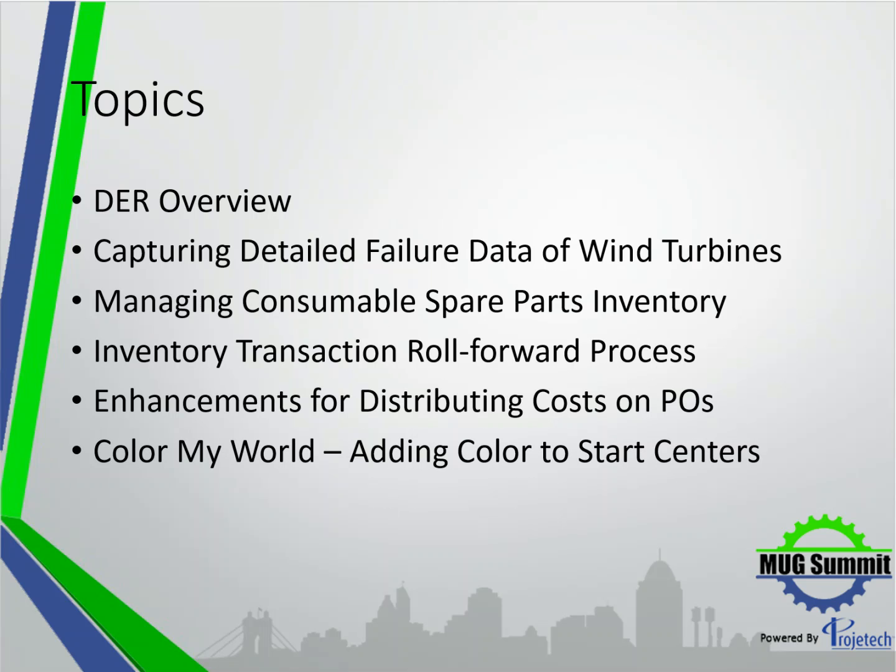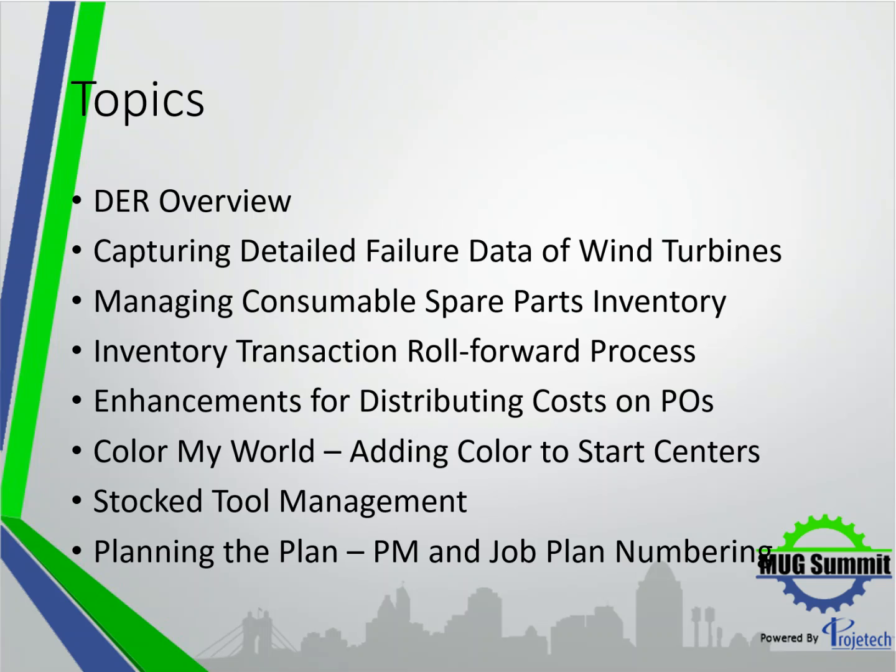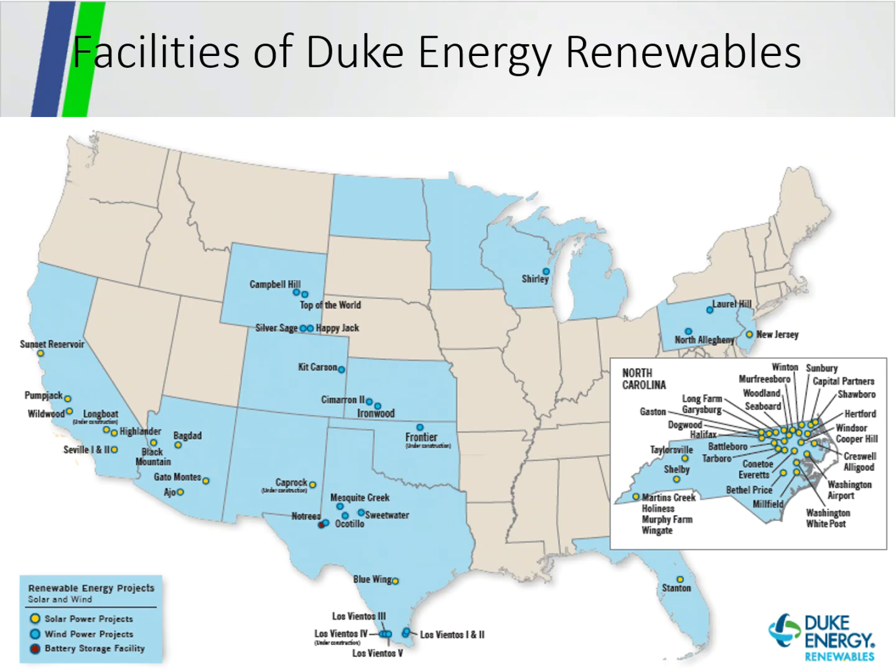And then we'll talk about some customizations we made on the start center of Maximo, stock tools, and a little bit about our planning and scheduling approach. But in general, as you look at the map, this shows where we're at. Like I said, Duke Energy itself is the largest utility in North America. We're with Duke Energy Renewables, so our part of the organization is specifically wind farms and solar farms.